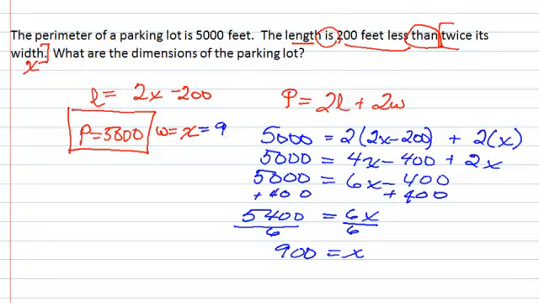So my width is 900 feet. Now, it says the dimensions, so that's telling me I want both. So I'm going to do 2 times 900 minus 200. 2 times 900 is 1,800 minus 200. And that, of course, is 1,600. So our length is 1,600 feet, and our width is 900 feet.